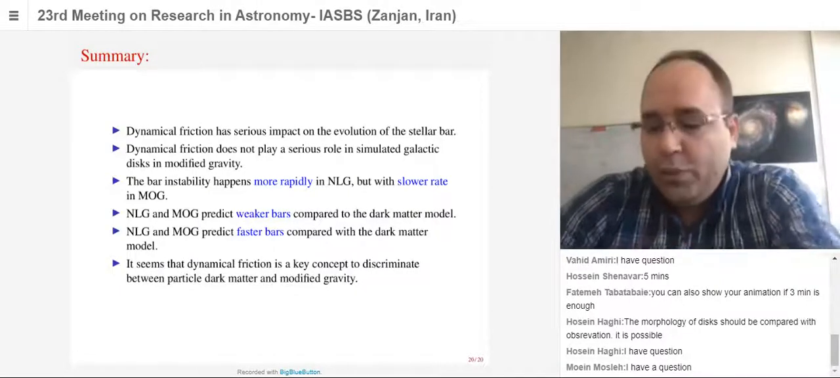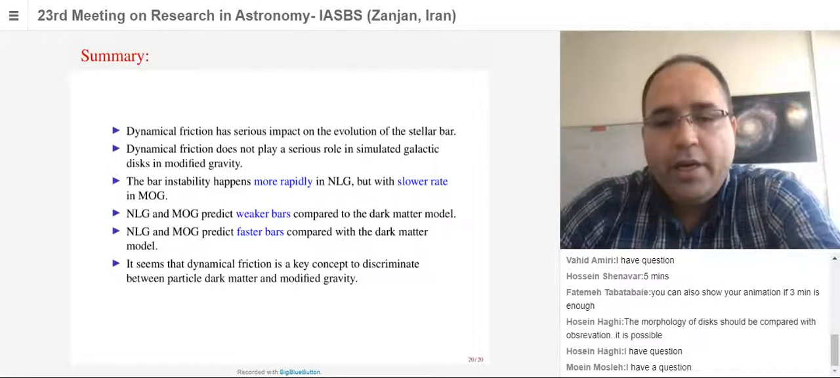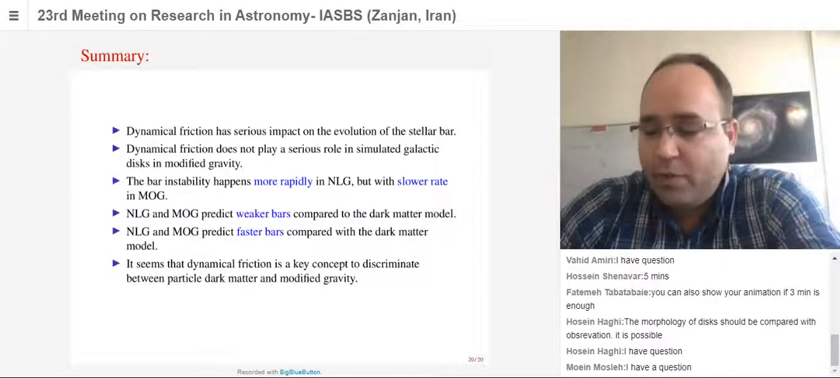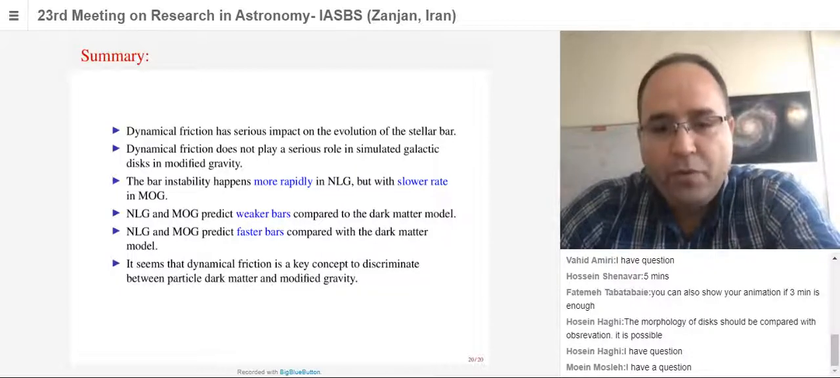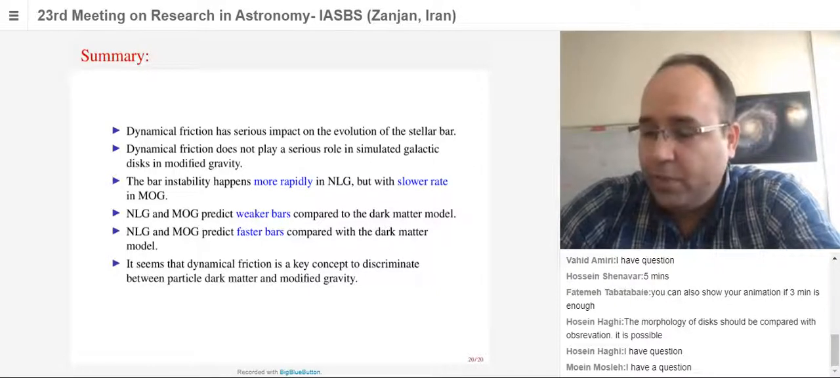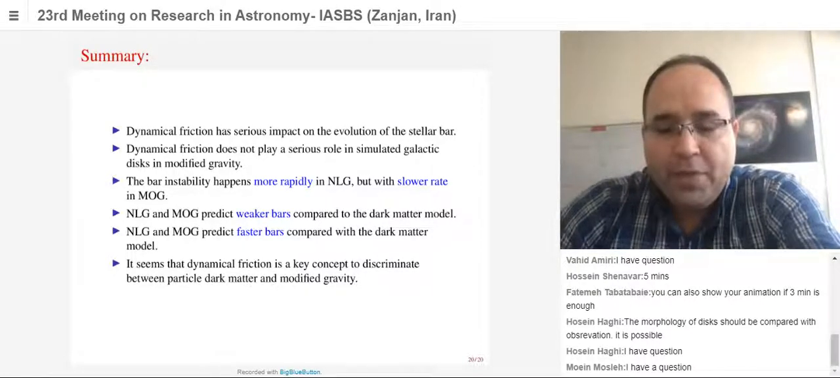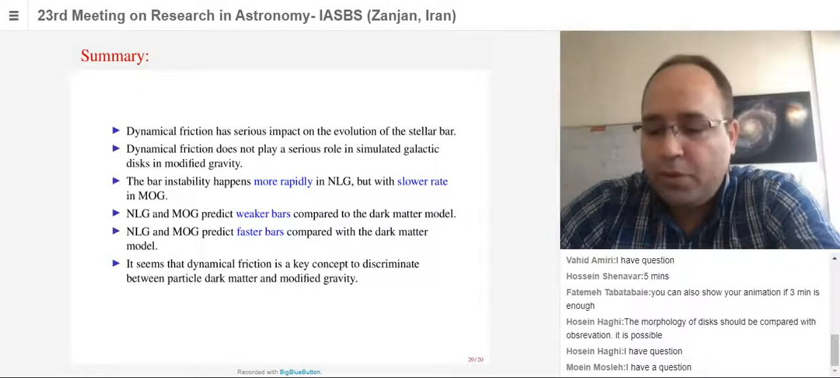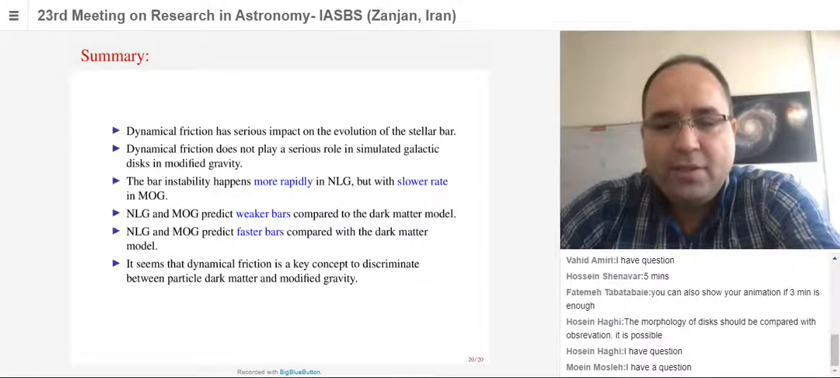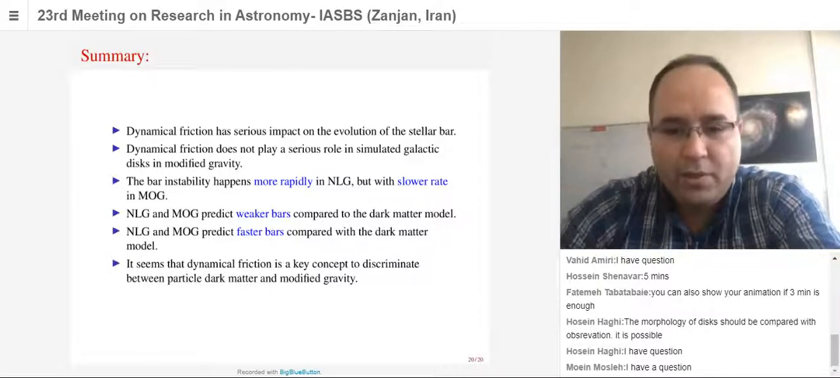For Mondian simulations, we have submitted papers, in fact, with Pavel's team. We have compared all modified gravities with each other, and specifically with MOND. It's very interesting that all of these modified gravity models work in the same way. There isn't a serious difference between MOND and other theories.